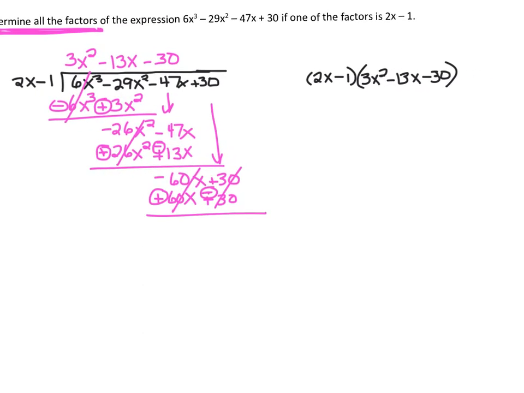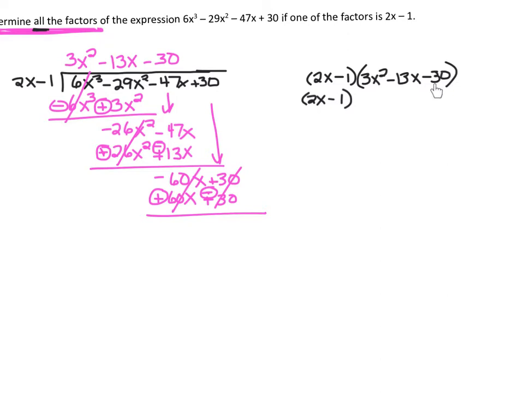All right, so I don't want to forget about this 2x minus 1 because when it said to determine all the factors, this is still a factor. We have to have that in our answer. We want to keep bringing this down. If it said determine all the remaining factors, then we wouldn't have to include that. Okay, so now let's see.